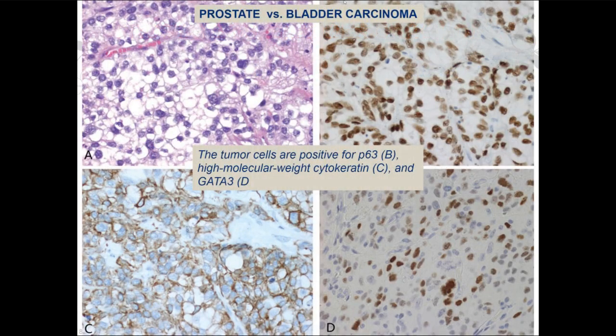So this is an example of a prostate versus bladder cancer. We can see tumor cells are positive for P63, which is a basal cell marker for prostate cancer. It's staining for high molecular weight cytokeratin. Again, these two stains should not stain in prostate cancer. And then they're staining with KERA3. So this is bladder cancer.